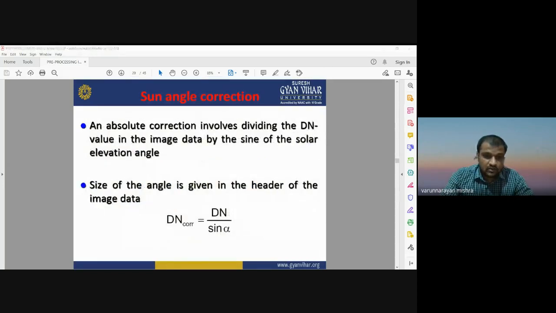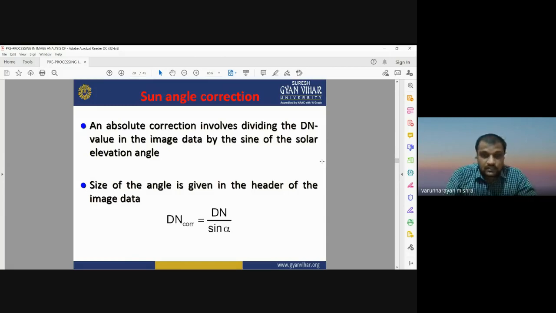Sun angle correction is also important. An absolute correction involves dividing the digital values in the image data by the sine of the solar elevation angle. Using this formula, we can correct the errors caused by the sun angle. The formula is DN corrected equals DN upon sine alpha, where alpha is the angle at which the solar radiation interacts with the Earth's surface or an object on the Earth. By using this equation, we can easily correct the problems caused by the sun angle.